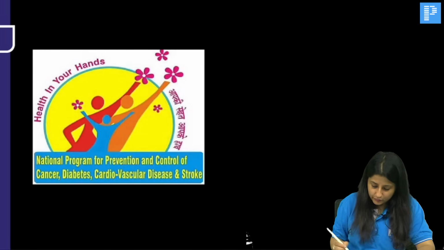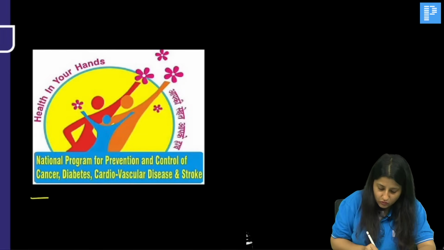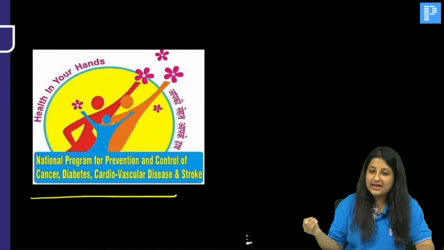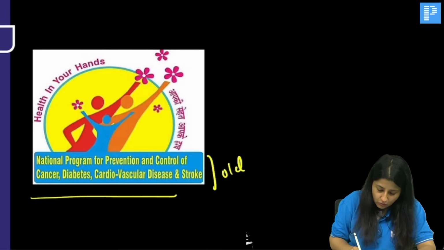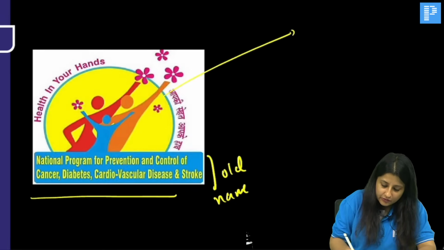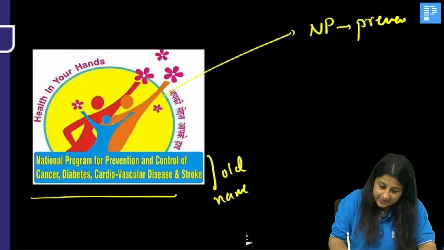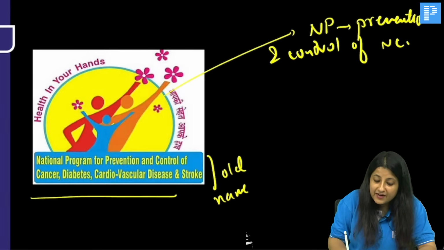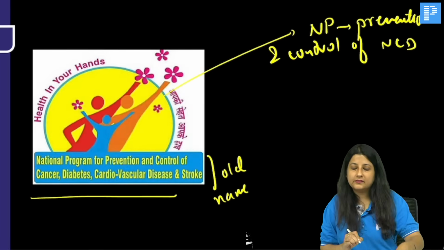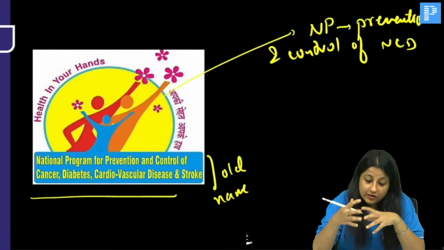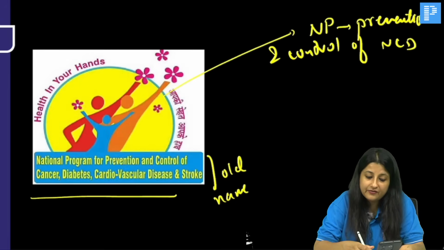Okay, what is this logo guys? This is National Program for, now this was the old name, Prevention and Control of Cancer, Diabetes, Cardiovascular Disease and Stroke. This is the old name guys. Now what is the new name? National Program for Prevention and Control of NCDs. Uncorrected refractory errors is the most common cause of ocular morbidity. ठीक है? Got it? Chalo, now what is the answer to this?